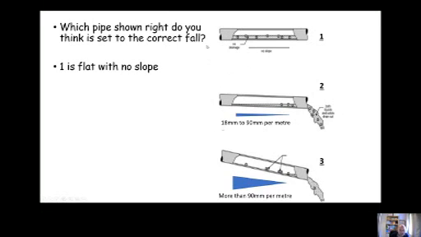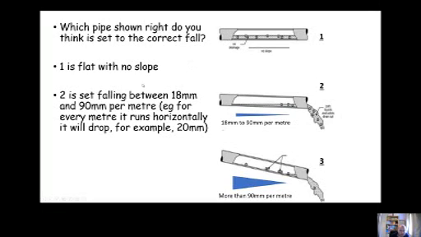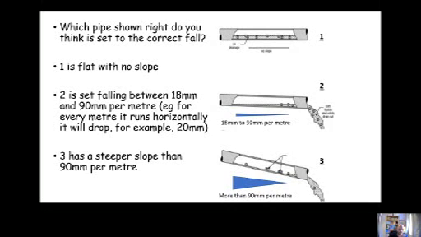Well, which one do you think's the correct fall? Number 1 is flat, there's no slope to it. Number 2 is falling between 18 and 90mm per metre. That means for every metre it runs horizontally, it would drop some distance between that 18 and 90mm. An example I've put there is 20mm. And 3 has got a slope steeper than 90mm per metre.